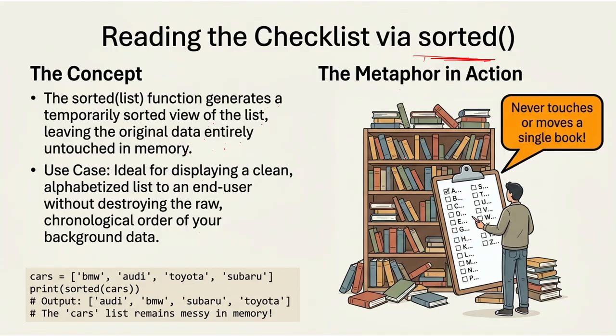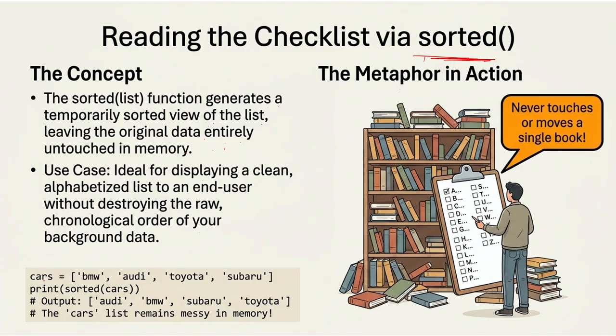What does this mean? Suppose you don't want to change the order of items within your original list. You will use this sorted method. Sorted will just create a copy of your list. It will temporarily sort it and show you the result, but in the original list the order is not changed.